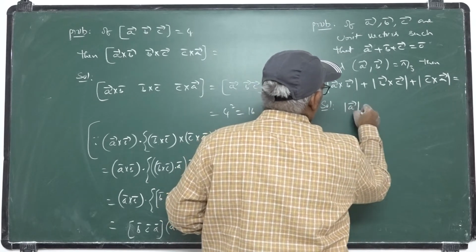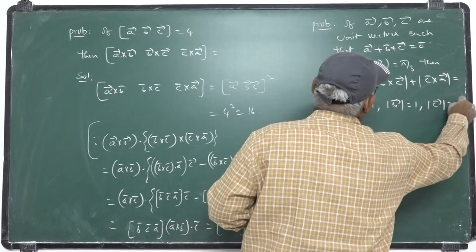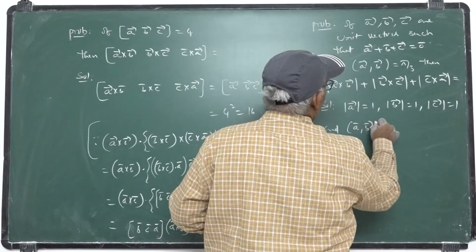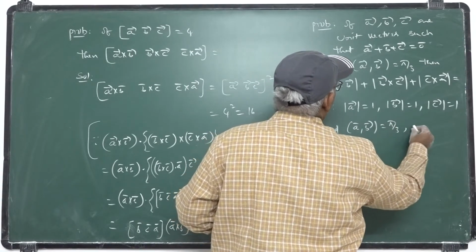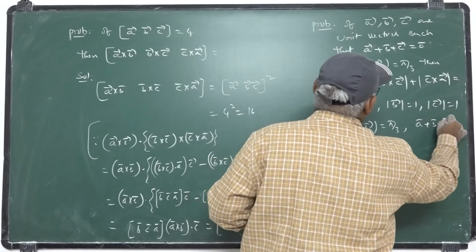So that is mod A bar equal to 1, mod B bar equal to 1, mod C bar equal to 1, and again the angle between A and B is given as pi by 3, 60, and A bar plus B bar plus C bar is 0 bar.